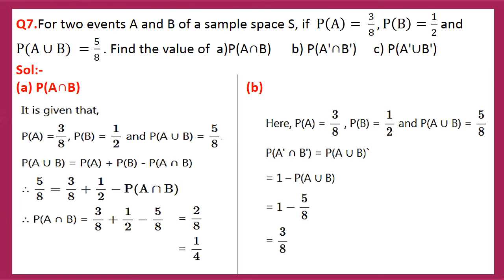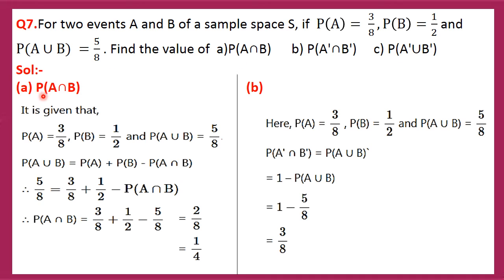Question number 7. For two events A and B of a sample space S, if P of A is equal to 3 upon 8, P of B equal to 1 upon 2 and P of A union B equal to 5 upon 8. Find the value of A, that is P of A intersection B, then P of A dash intersection B dash, that is P of A complement intersection B complement, and P of A complement union B complement, and we will find one by one.